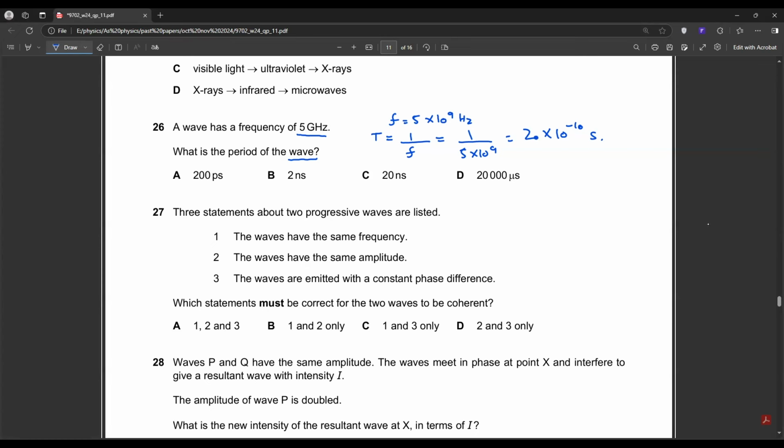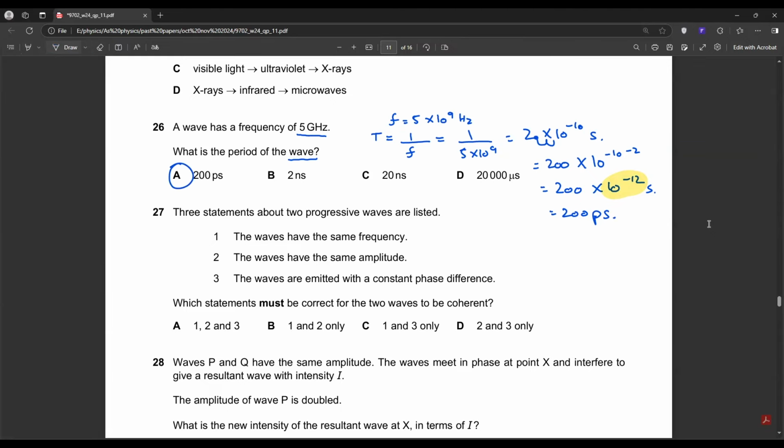Now, if you see there is no matching answer like that, what can you do? You can take this decimal point one place, two place forward. This becomes 200. And if you move the decimal place to the forward direction, in standard form the power of 10 decreases by that amount. It becomes 10 to the power of minus 10 minus 2. This equals to what? 200 into 10 raised to the power of minus 12 seconds. And as we all know, 10 power minus 12 is what? Pico. This will come out to be what? 200 pico seconds. A is your answer. Simple as that. Let's further move ahead.